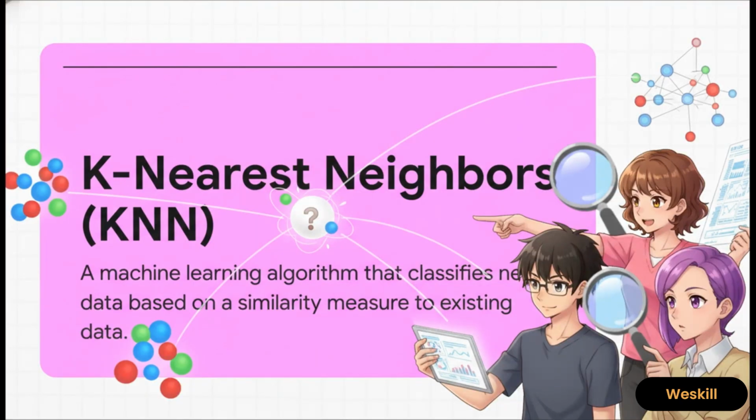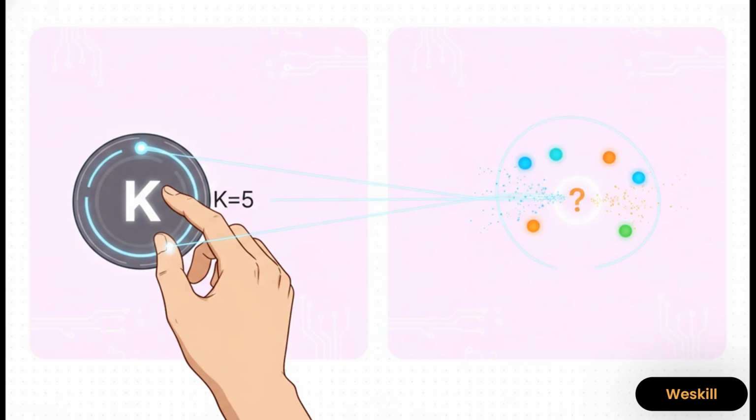So the official definition is that KNN is a machine learning algorithm that figures out where new data points belong based on a similarity measure. In plain English, it just looks at all the data it already has, that's called the training set, and classifies a new thing based on what it's most similar to. It's really that simple.